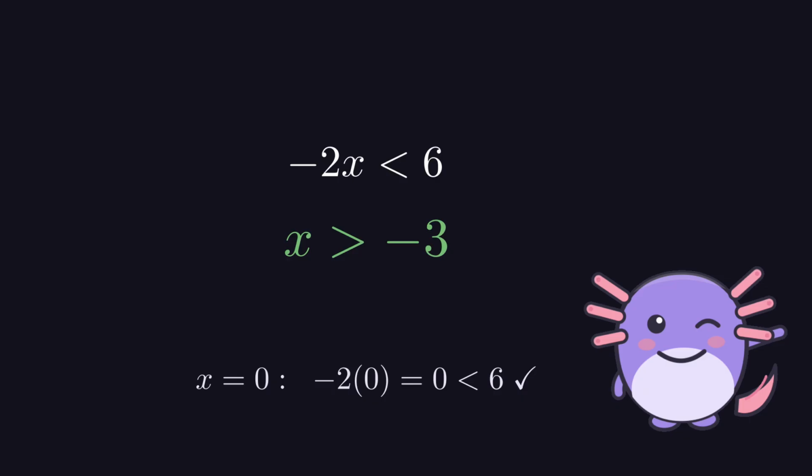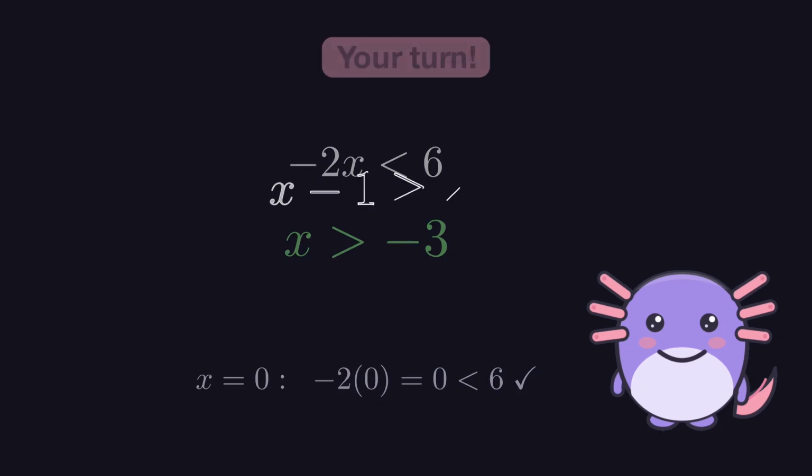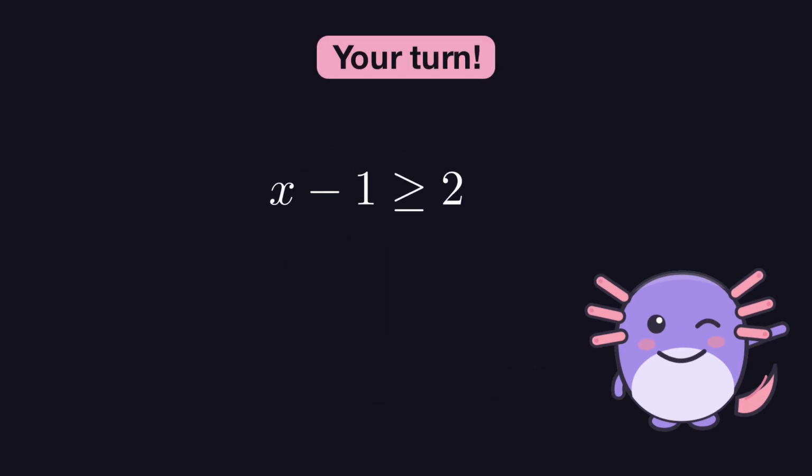You already live with inequalities every day. Speed limits say your speed must be at most 50. A roller coaster says your height must be at least 1 meter 40. That's maths guarding the door. Your turn, pause and solve x minus 1 greater than or equal to 2. Add 1 to both sides, and you get x greater than or equal to 3. And since it's or equal, this time 3 is invited.